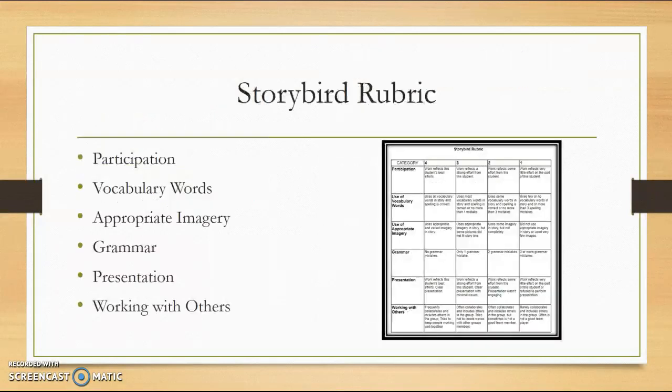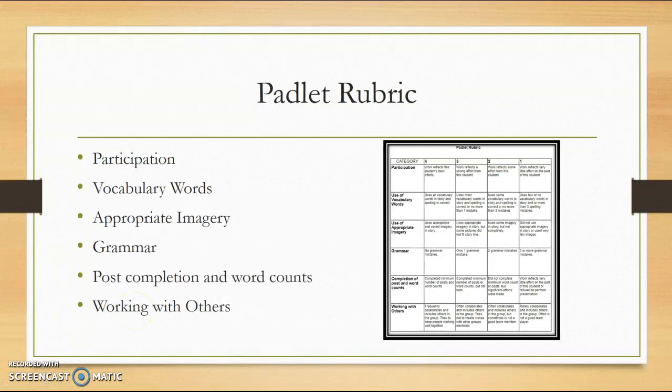The Storybird rubric categories are participation, vocabulary words, appropriate imagery for the stories, grammar, presentation, and working with others. Padlet is pretty much the same: participation, vocabulary words, appropriate imagery, grammar, but also post-completion word count that the teacher will assign at the beginning of each discussion, and working with others.